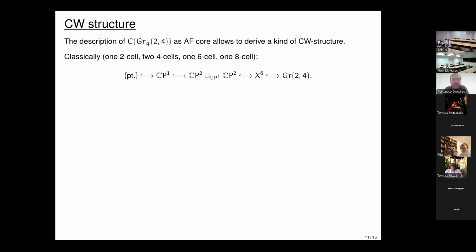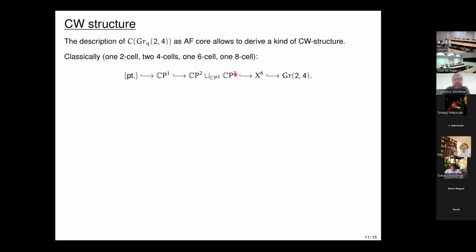You start from a point. To this point, you attach a disk along its boundary, and you get CP^1, which is a two-sphere. Then you attach two four-dimensional cells, so two four-dimensional closed balls along their boundary, and you attach them in such a way that what you get, the next skeleton, is two copies of CP^2 glued along CP^1, where CP^1 is embedded in a standard way inside CP^2.